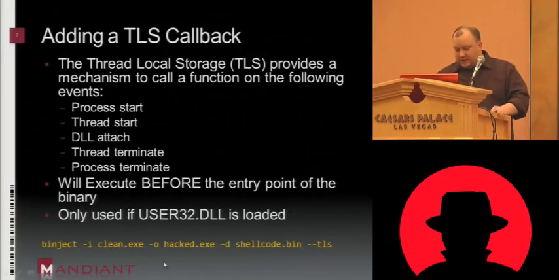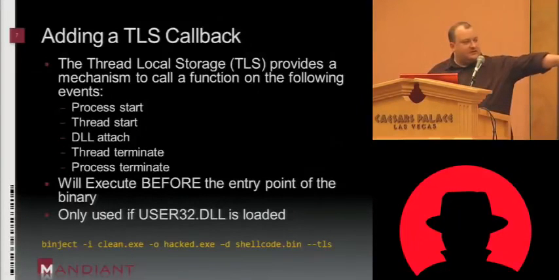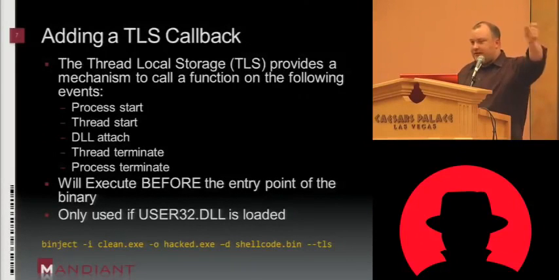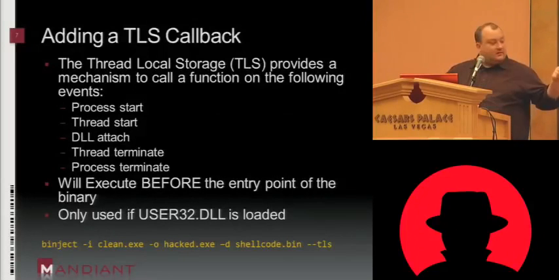As I was saying, this is a fairly easy to use program. All you have to do to force a TLS callback to be created with your code, your shell code that you could have generated with Metasploit, is this simple little command line down here at the bottom. binject -i, you give it a clean executable, -o, you give it an output executable, -d, you specify your data, which in this case would be shell code, and you just say -t or -tls, and it's going to install that block of data as a TLS callback.